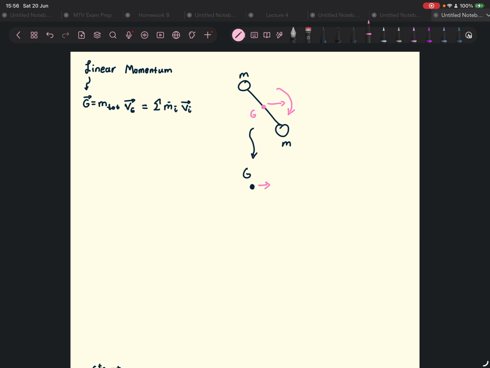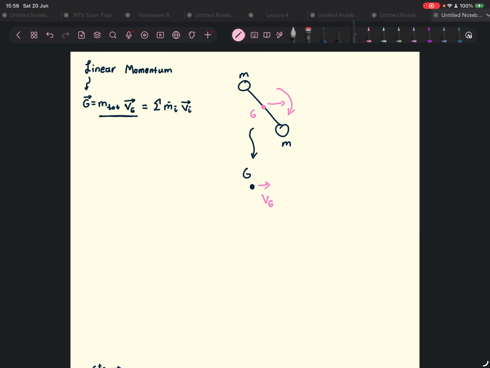The problem with this is that if G only has a velocity, Vg, it doesn't capture that these two masses are rotating around G. That will be a problem when we come to angular momentum, but for linear momentum, for right now, it's not a problem. So linear momentum, we can break it down into the total mass of the system multiplied by the velocity of the center of gravity.